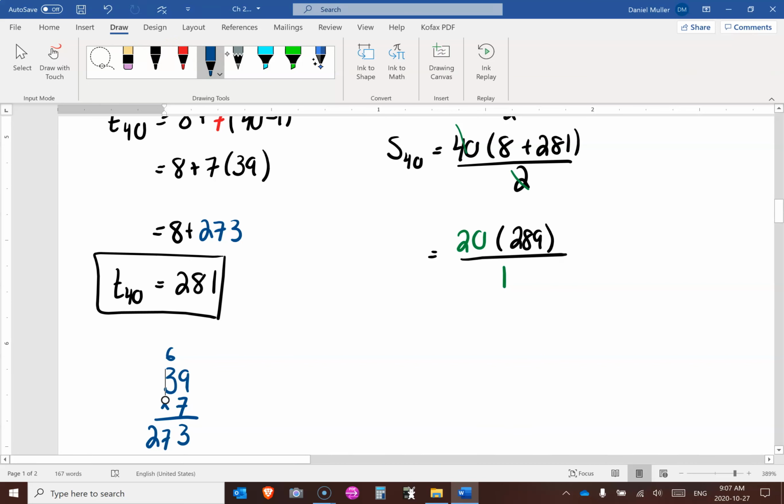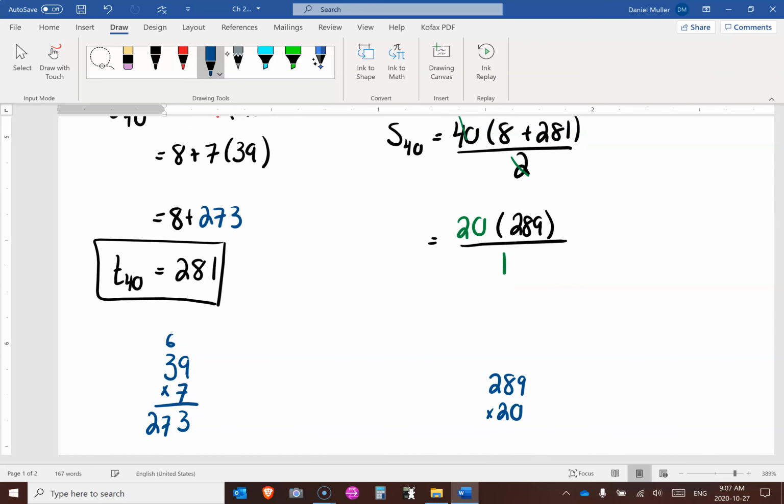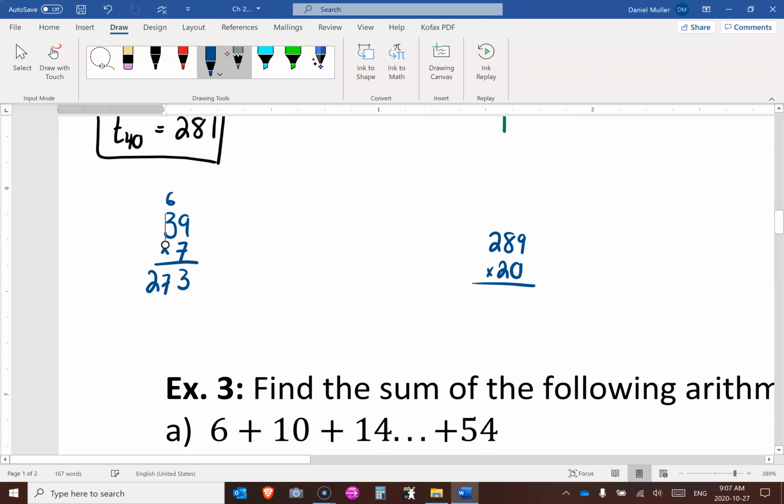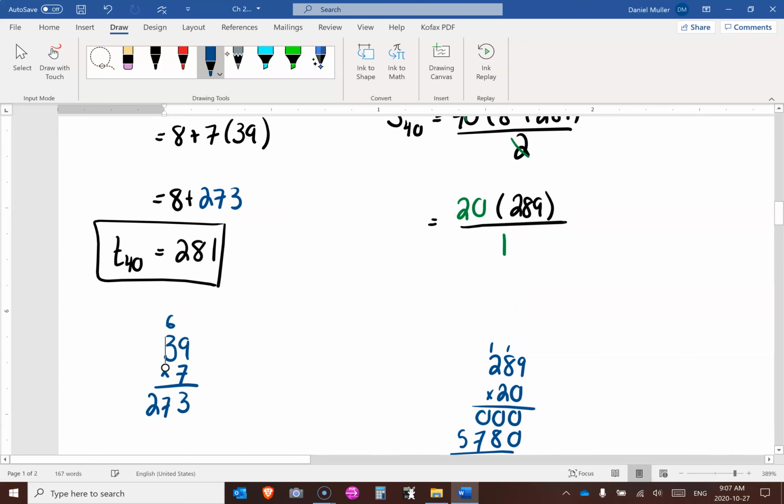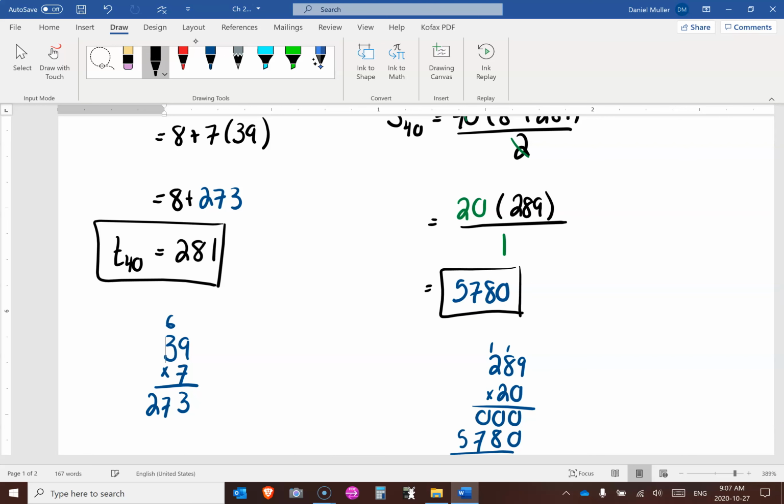So maybe I can do that off down here. So 289 times 20. I like that because the zeros will just be zeros. And then start with a 0. 2 times 9 is 18. 16 plus 1 is 17. 4 plus 1 is 5. So 5,780. 5,780 is the sum. If I did that manually, if I found all 40 numbers and added up, that would just take an incredible amount of time. So that is what my sum is.